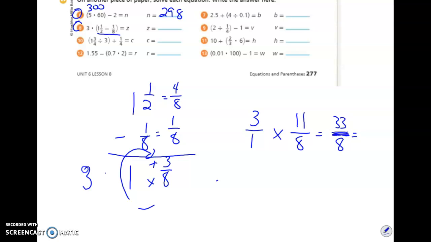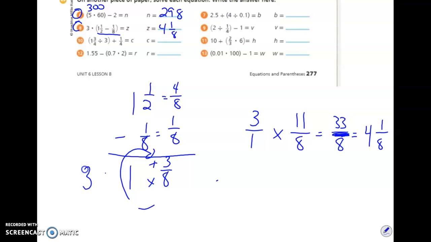Remember, this little bar means divide. You're going to do 33 divided by 8. And I know my 8s pretty well. I know that 8's going to go into 33 4 times. 4 times 8 is 32, which means I'll have 1 left over, 1/8. So final answer, 4 1/8. Sheesh, that was hard. Okay.